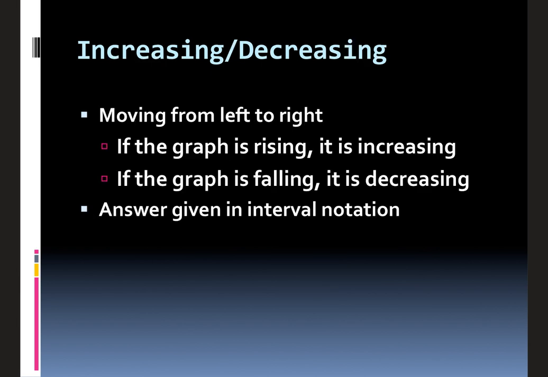All right, increasing and decreasing behavior. When we look at increasing, decreasing behavior, we're looking as we move from left to right. So we go left to right just like you would normally read. If the graph is rising at that point, we call it increasing. If it's decreasing at that point, we call it decreasing. If it's horizontal, we call it constant.